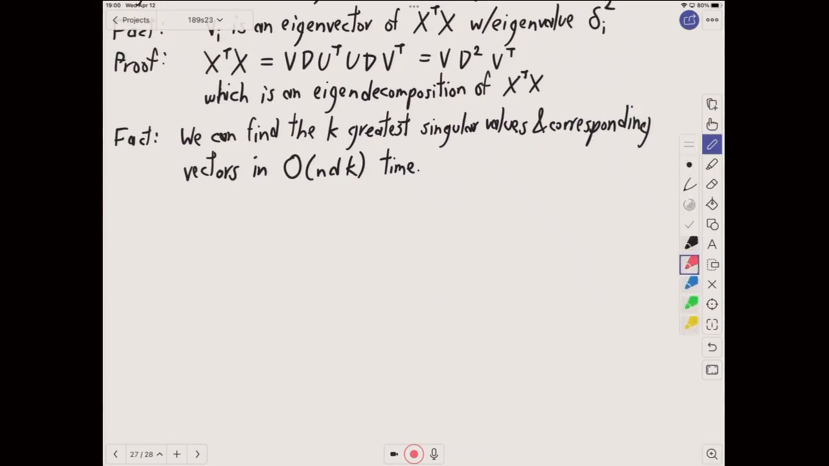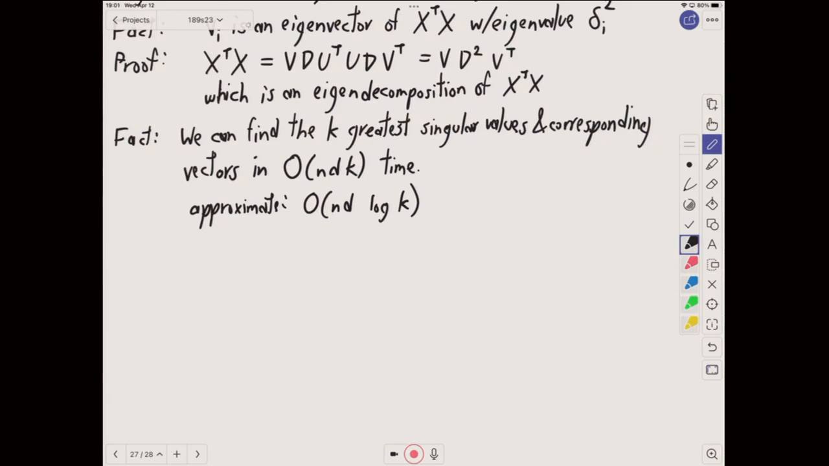In fact, if you're willing to do an approximate SVD, one that's maybe not exact but pretty close, there are approximate randomized algorithms that are even faster and can produce an approximate SVD in order n d log k time. And I've included a link to one of those projects in the lecture notes if you're curious.